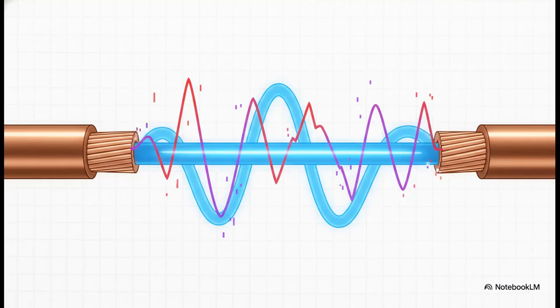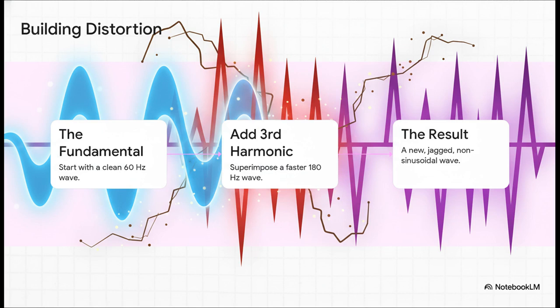So what this really means is, instead of the current moving smoothly at 60 times a second, you now have parts of it trying to vibrate at 180 times a second, 300 times a second, maybe even more. And all of these conflicting instructions are happening at the same time in the same wire. It's a mess. And this shows you exactly how that mess gets made. You start with your clean, fundamental 60 Hz wave. Simple enough. Then you layer another frequency on top of it, say the third harmonic, which is vibrating 3 times faster. And what you get when you add them together is a completely new waveform. It's not smooth anymore, it's jagged, it's chaotic.